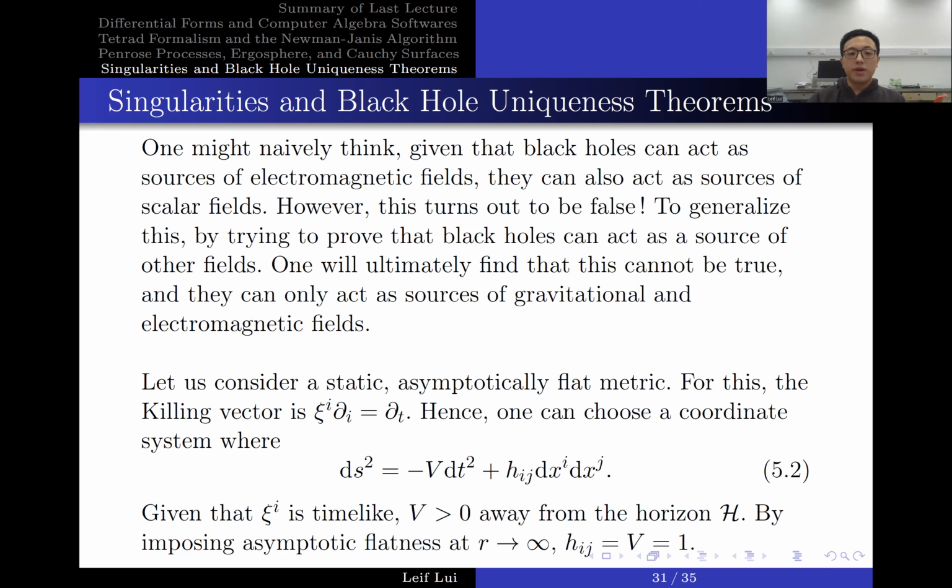And for this, the Killing vector is as follows. And hence, we can choose a set of coordinates given by the following metric, where v is a function and h_ij is the first fundamental form. And given that ψ, this clearly corresponds to time translation. So ψ is time-like, so the Killing vector is time-like, and hence, v is greater than 0 away from the horizon H, and by imposing asymptotic flatness, as r approaches infinity, h_ij is equal to δ_ij and v is equal to 1.